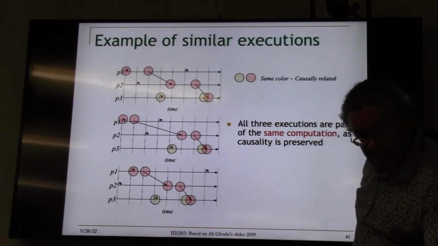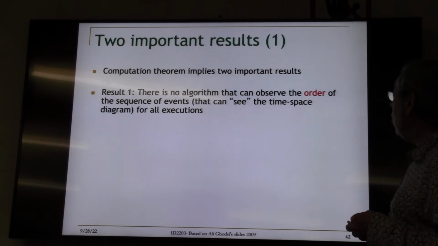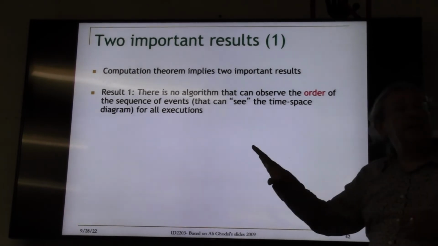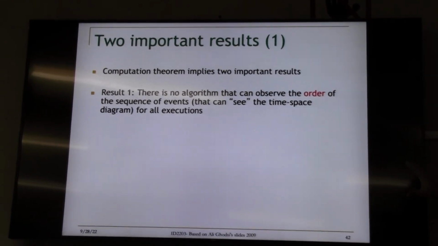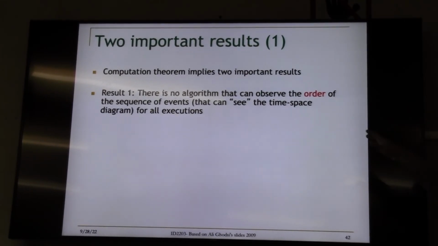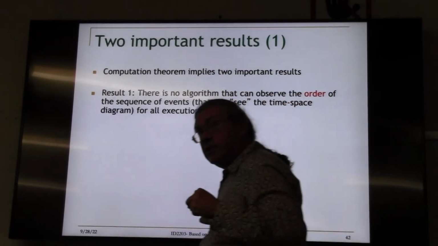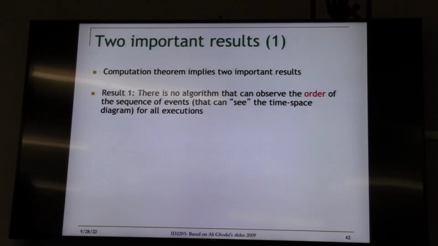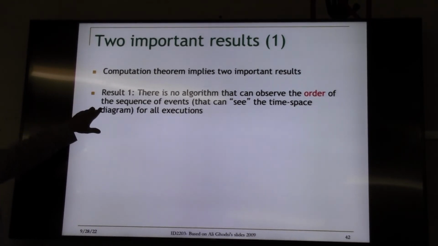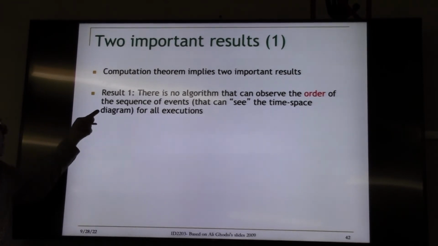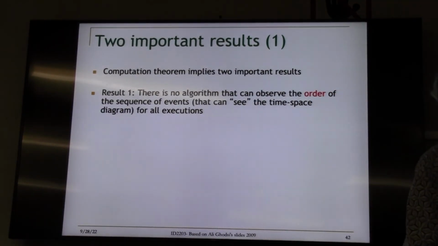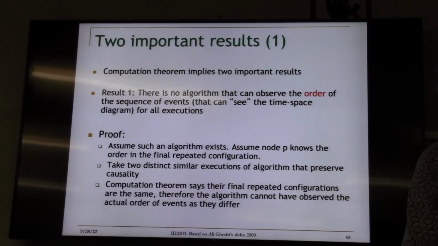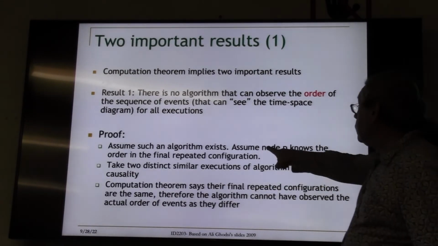So no algorithm that's running inside this model can observe the actual global order of the events. It can only see the causal connections. And there's no algorithm that can see or print out the time-space diagram. It doesn't work. It doesn't exist. And it's easy to prove.